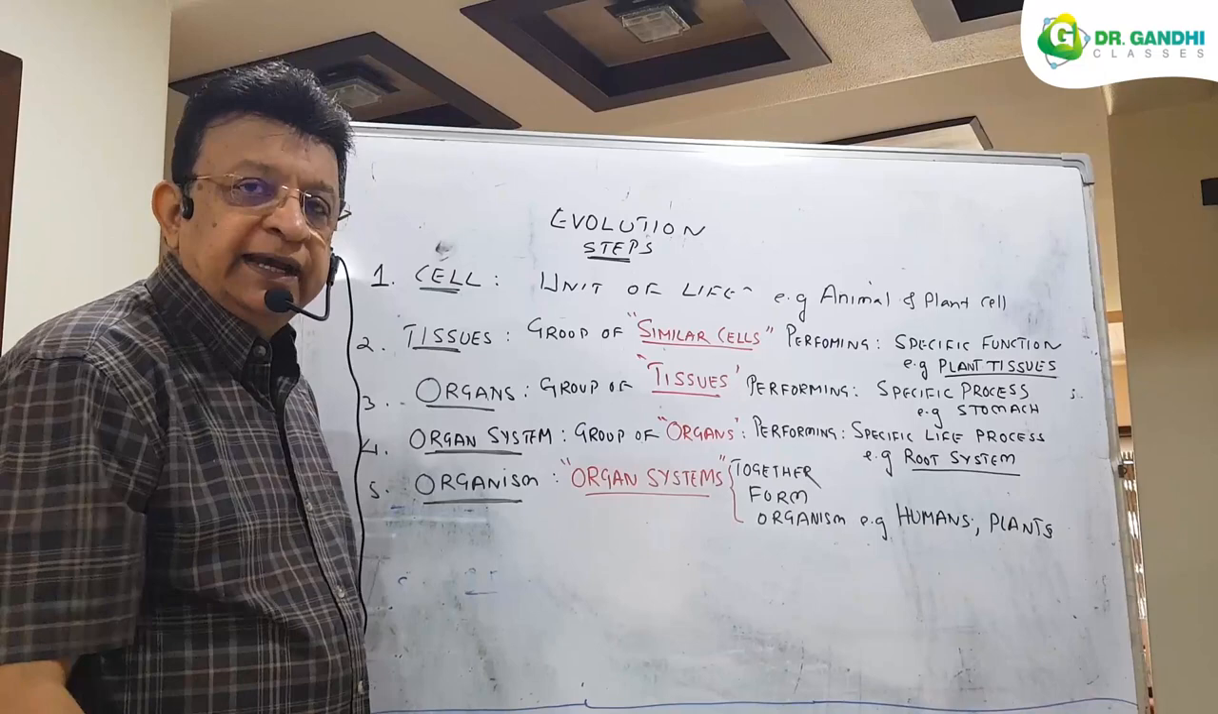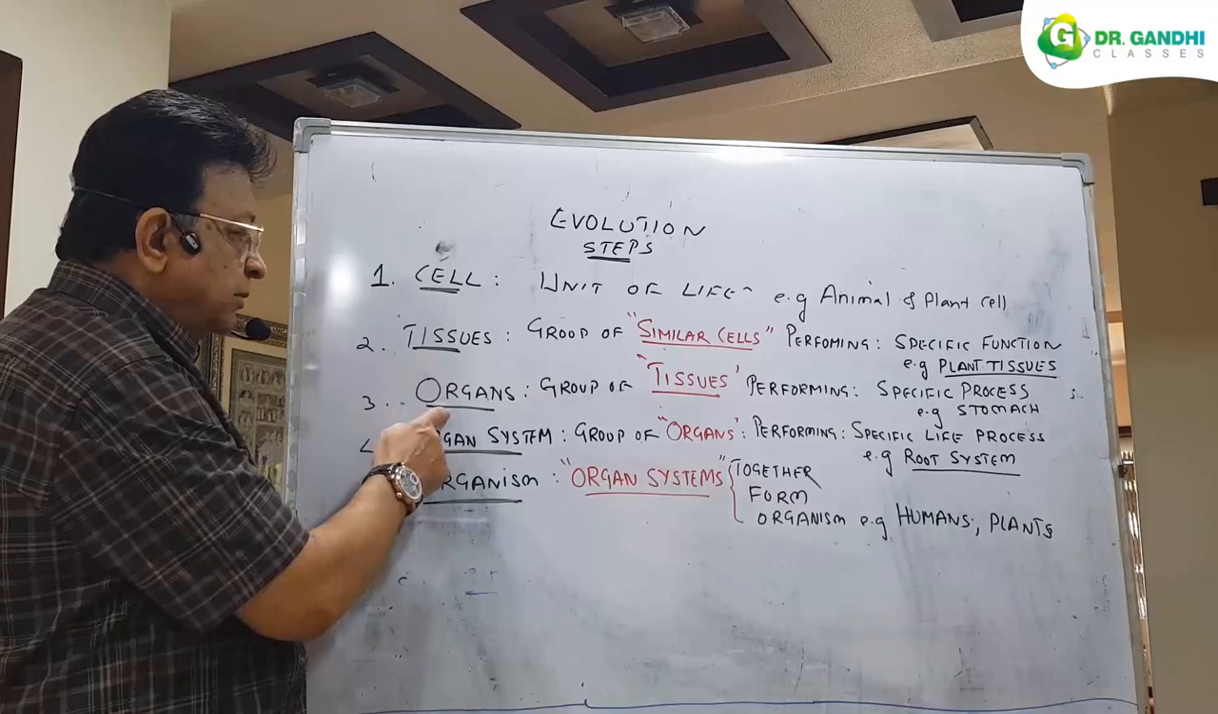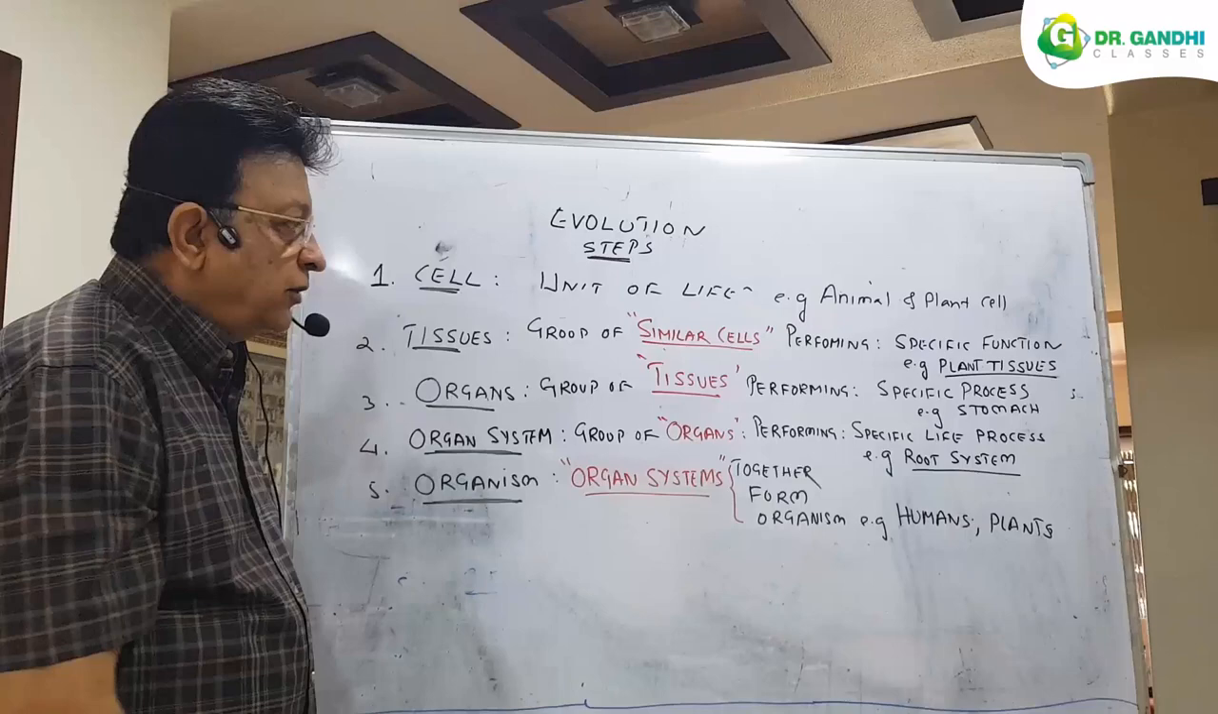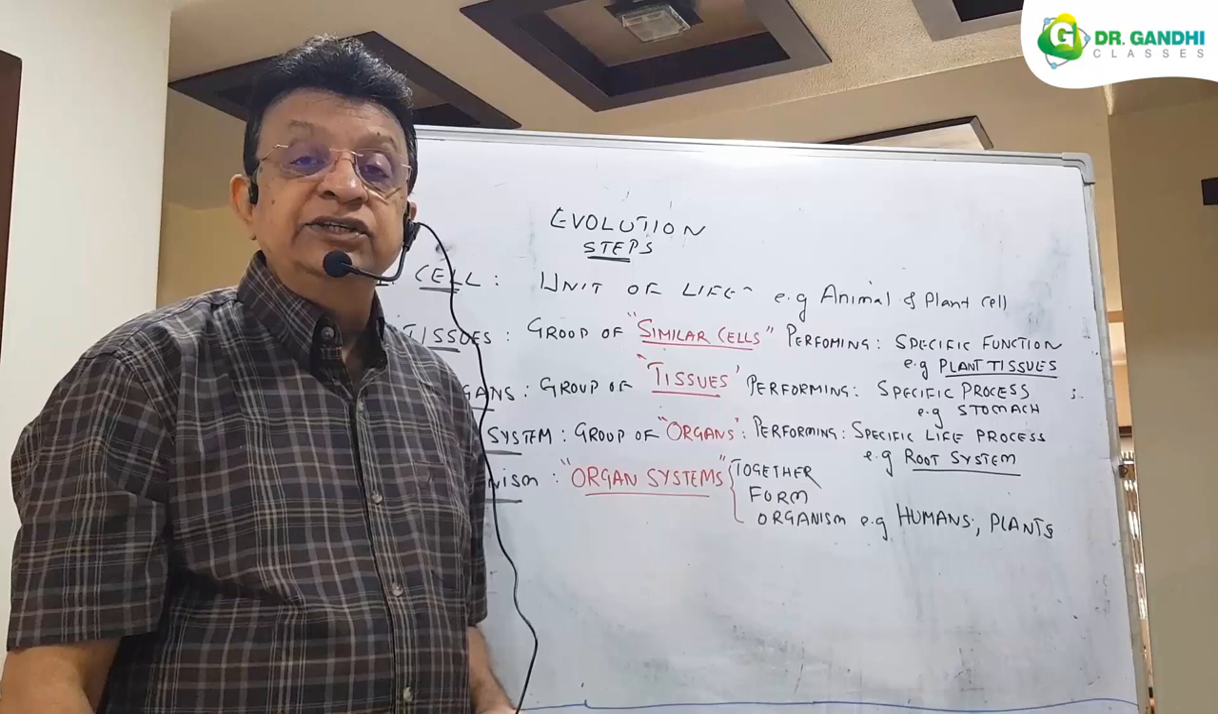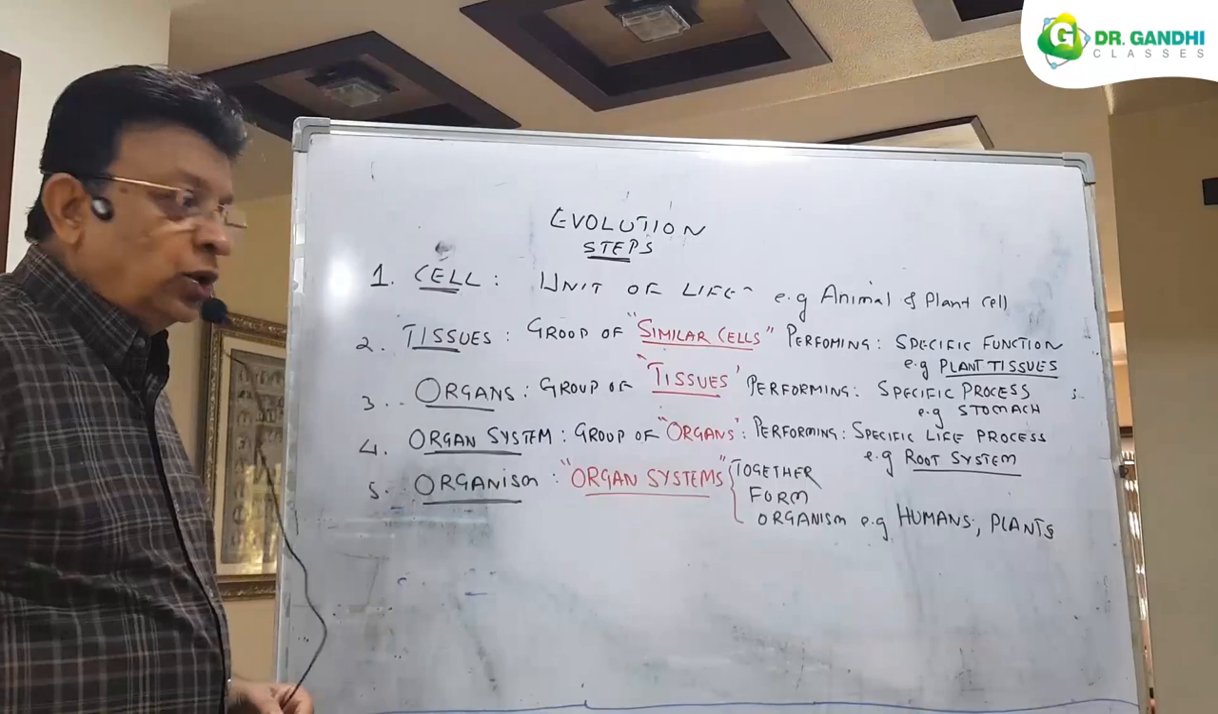Next, as the evolution moves ahead or progresses, tissues become organs. So what is an organ? Now it is a group of tissues performing a specific process. For example, stomach is a group of tissues. Organ, stomach is an organ. And what is the specific function it performs? Digestion of food.